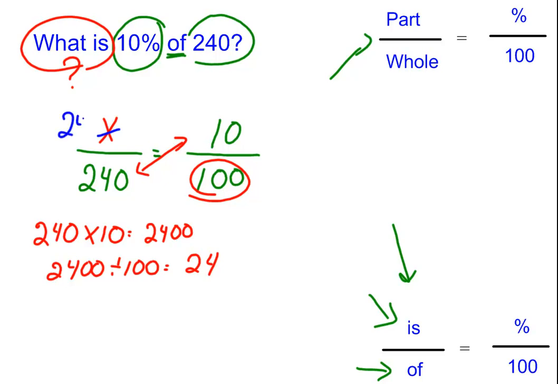We're going to put a 24 up here. Here's our 24. So what is 10% of 240? It's 24. 24 is 10% of 240. So just to remind you, we multiplied this by this and then divided by this number. Let's try another one.